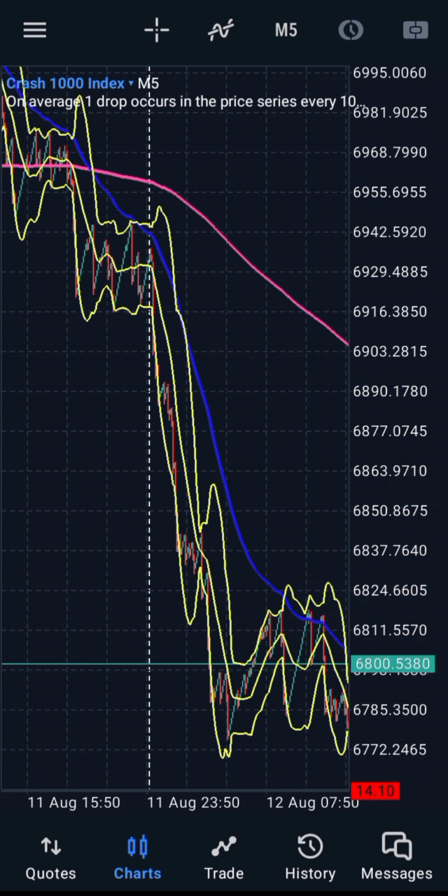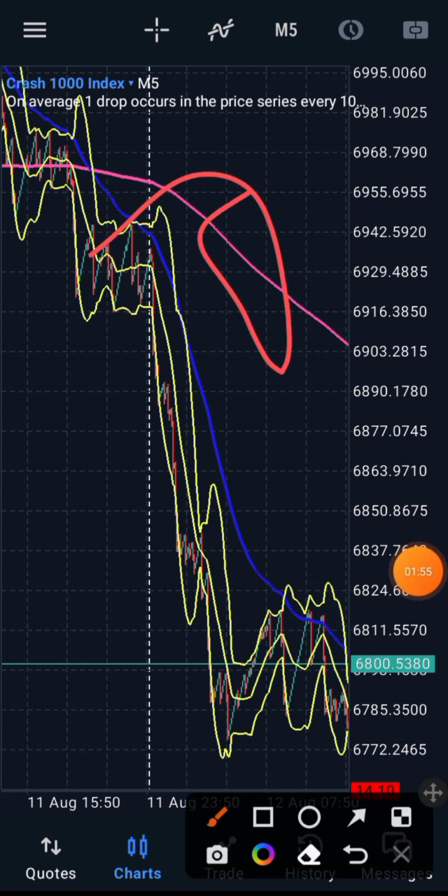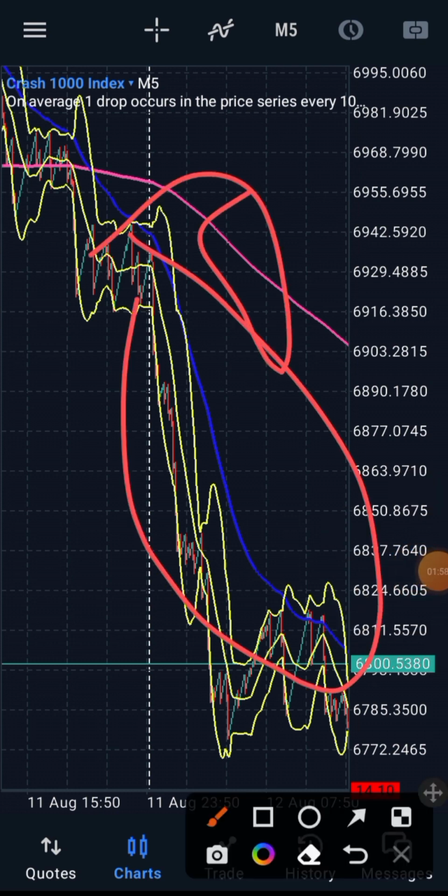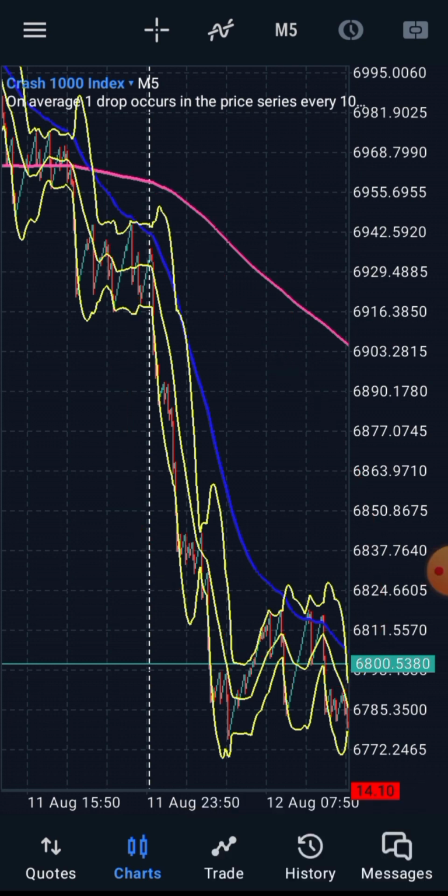You don't want to see this, or this, because this is a downtrend. It's obvious, it's a downtrend.